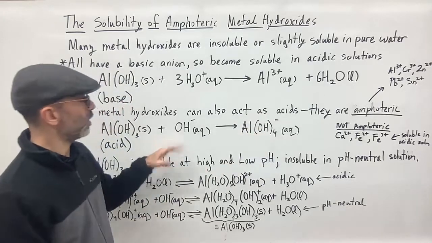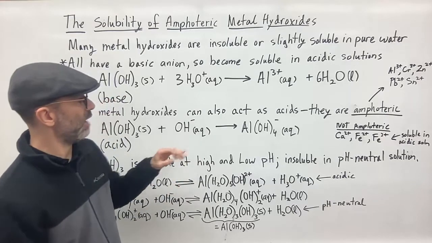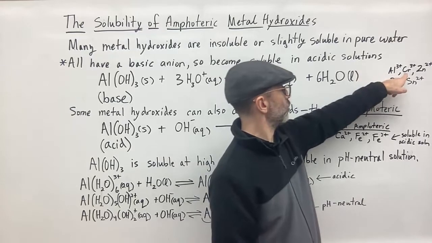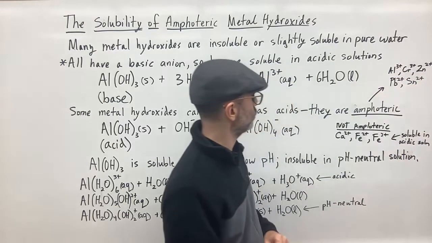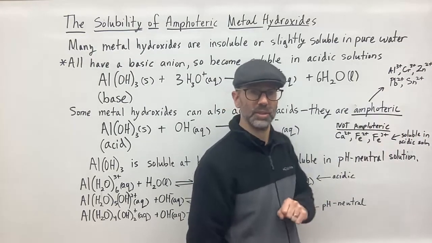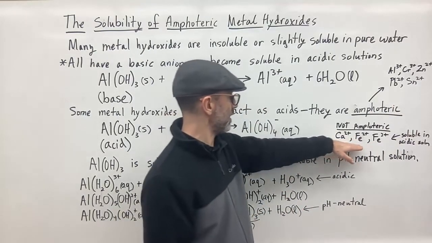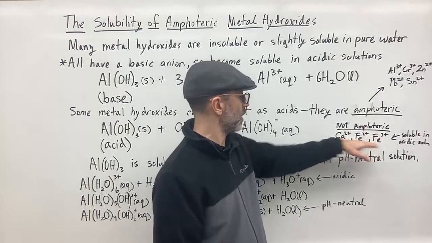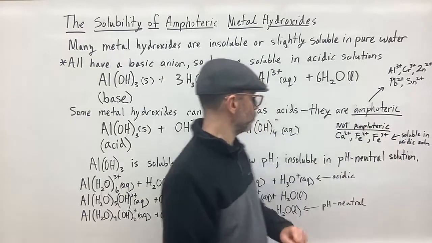And so there are several metals that can act as amphoteric hydroxides. So here we have aluminum, chromium 3, zinc, lead 2, and tin 2, all can behave like amphoteric substances. Some metals that can't act as amphoteric are going to be calcium, iron 2, and iron 3. These are going to become soluble in only acidic solutions.